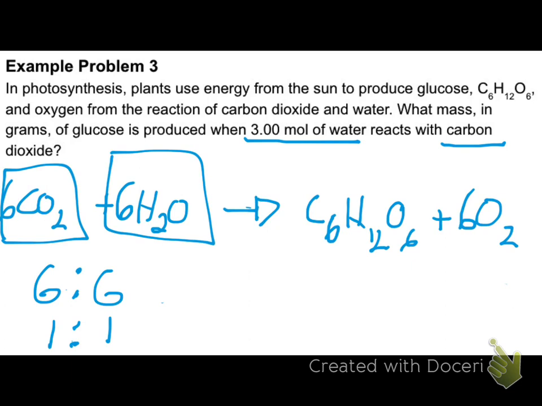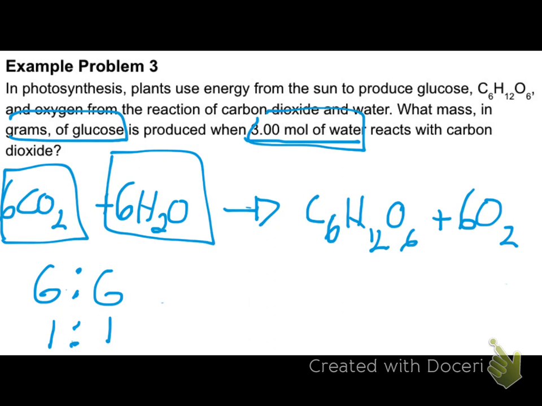Yeah, let's look back at the question. I didn't read carefully enough. They want us to end up with a mass of glucose. So grams of glucose reacting with 3 moles of water. They put carbon dioxide in there as a distractor, and I fell for it. They worded it really. They did. They were trying to trick us.